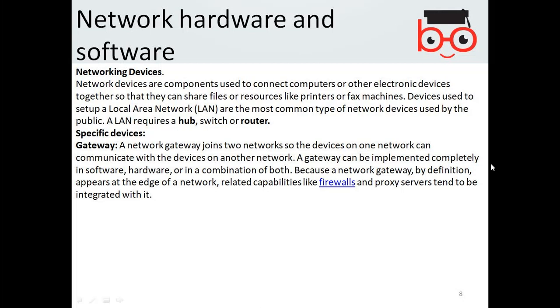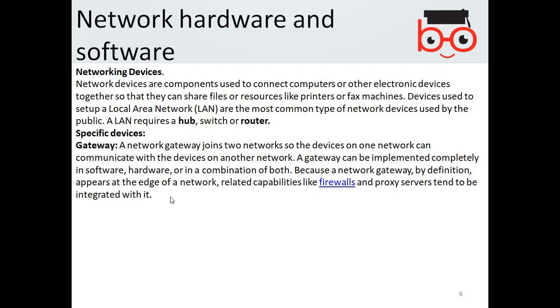A gateway can be implemented completely in software. So you can make it logically, a communication channel between two networks, or it can be made in hardware, or a combination of both. Because a network gateway by definition appears at the edge of a network. At the edge of a network means it is helping to connect two different networks. Related capabilities like firewalls and proxy servers tend to be integrated with it. So, firewalls and proxy servers are part of the gateway.